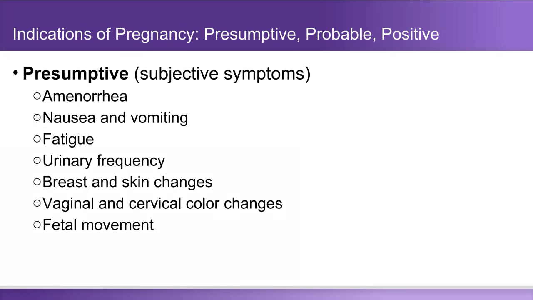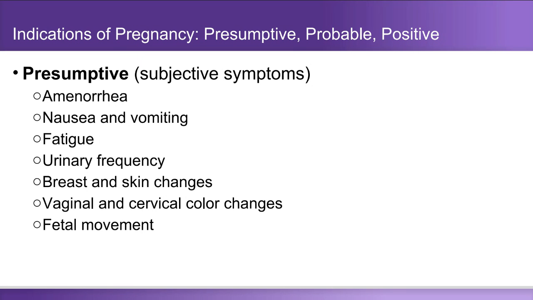It can be caused by stress. It can be caused by hormone changes. It can be caused by eating disorders. There are other reasons that could cause a woman to miss a period. We know nausea and vomiting. I'm sure many of us have experienced nausea and vomiting and have not been pregnant. Fatigue. I'm pretty sure that counts for most of you right now while you're in nursing school, so it doesn't necessarily mean pregnancy. We know urinary frequency can be a sign of pregnancy, but could also be a sign of something else, such as a UTI.